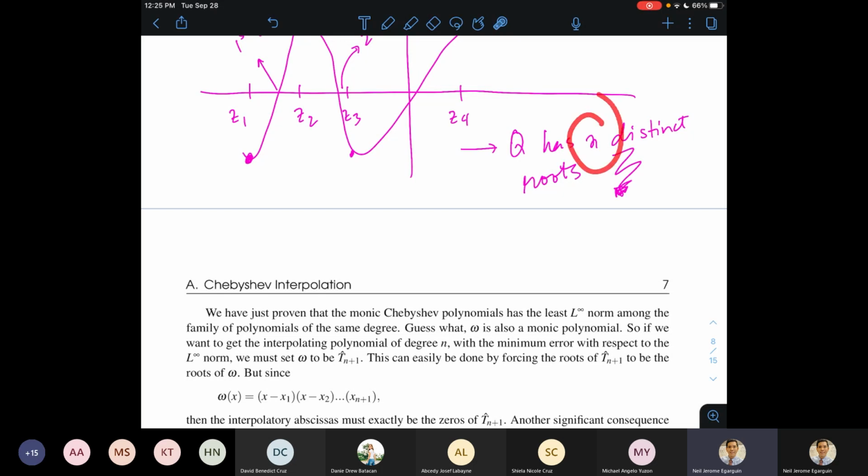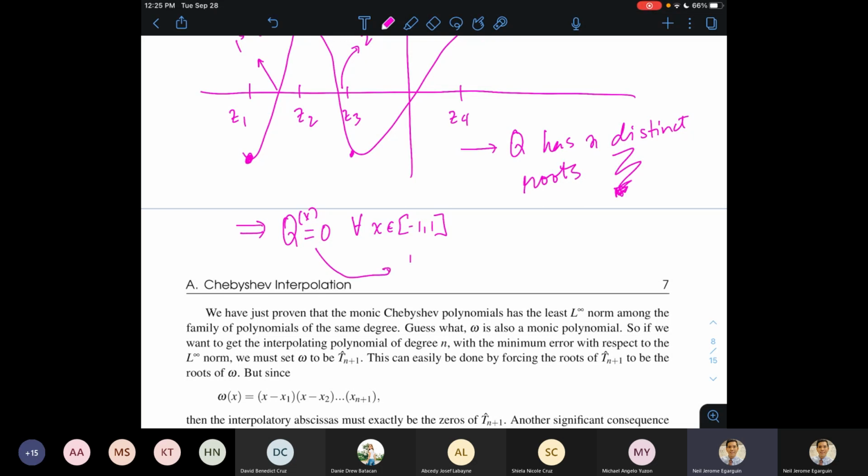Pero meron tayong n distinct roots. So that means there is a contradiction. So ibig sabihin, Q must not be a non-zero polynomial. So that means Q must be equal to the 0 polynomial for all x in the interval -1 to 1. Okay? Pero paano na-define si Q?